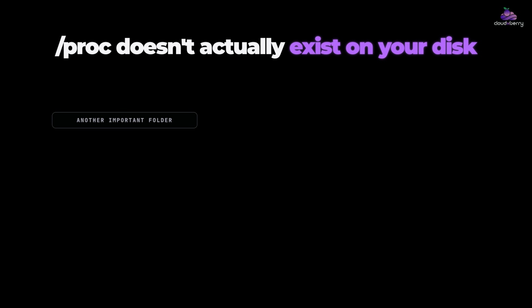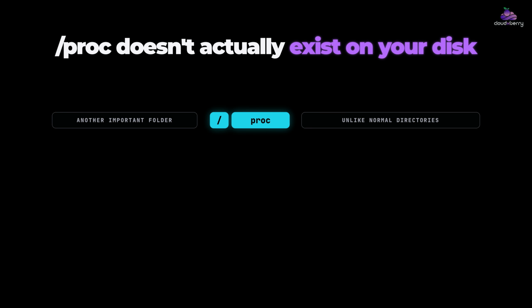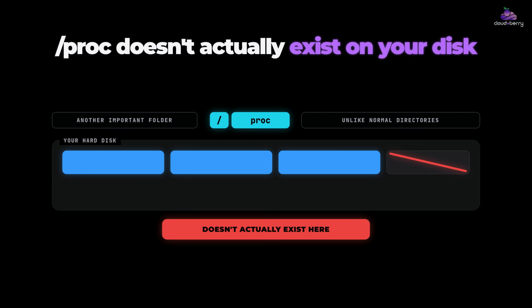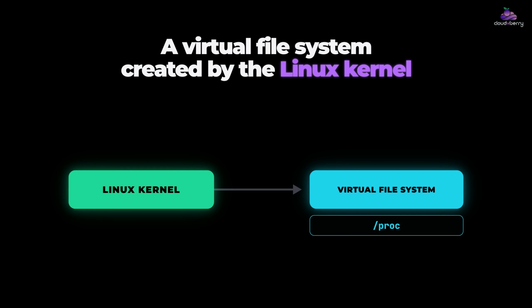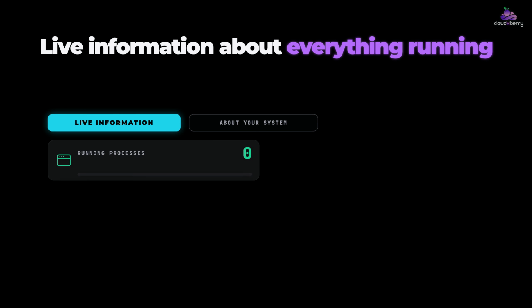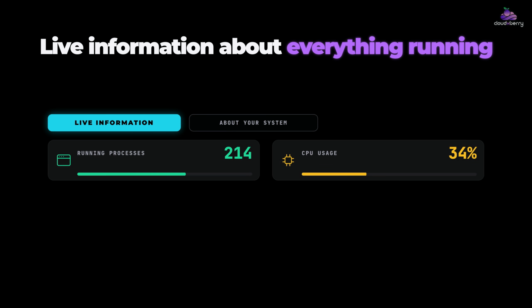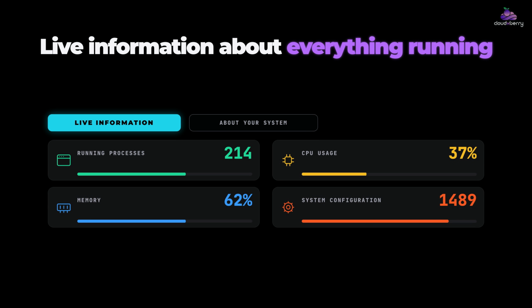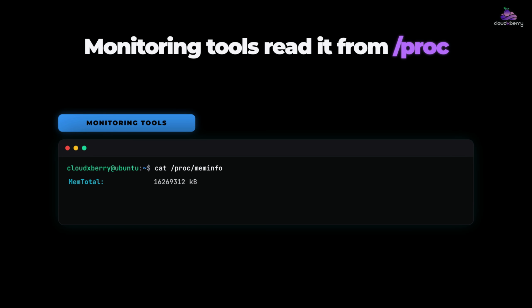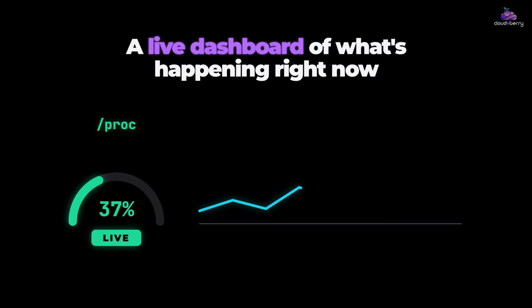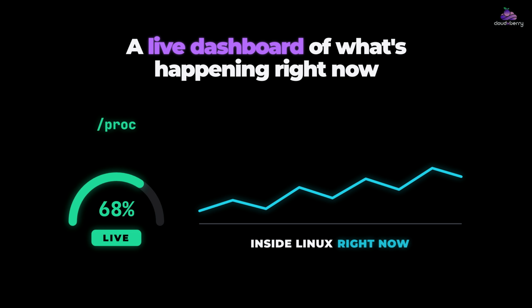Another important folder is /proc. Unlike normal directories, /proc doesn't actually exist on your hard disk. It's a virtual file system created by the Linux kernel. It contains live information about running processes, CPU usage, memory, system configuration, and much more. Whenever monitoring tools need information about your system, they often read it from /proc. Think of it as a live dashboard of what's happening inside Linux right now.